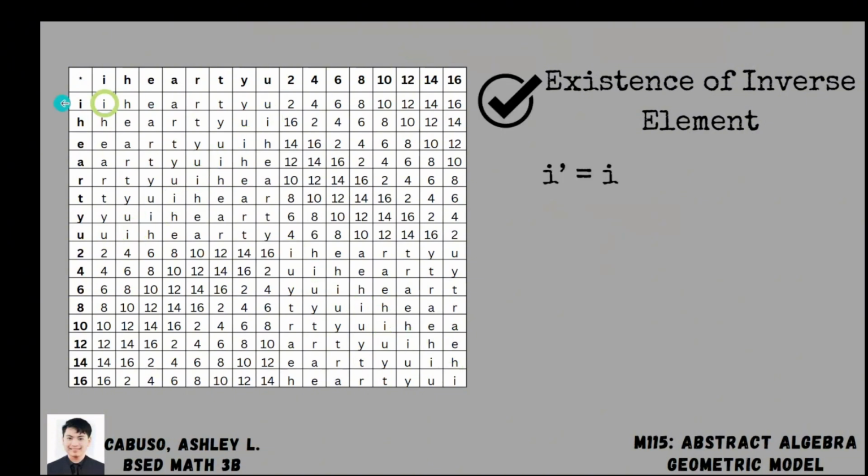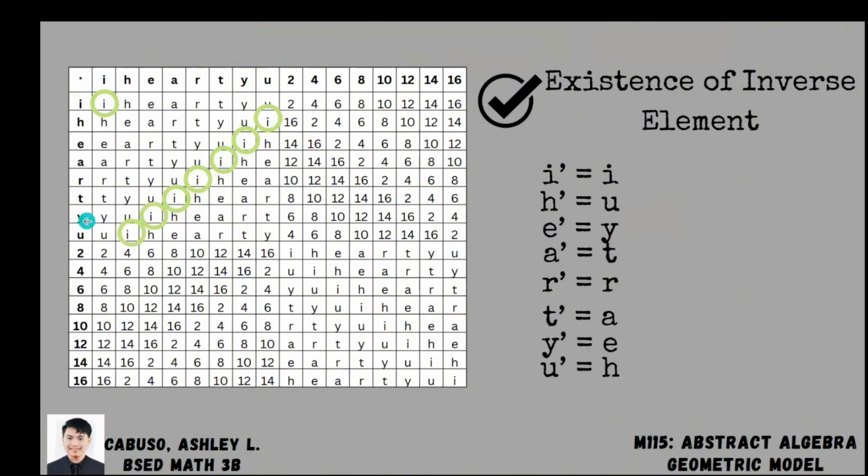I inverse is equal to I. Next one, H inverse is equal to U. Then E inverse is equal to Y, and A inverse is equal to T. Next one, R inverse is equal to R. Then T inverse is equal to A. And Y inverse is equal to E, and U inverse is equal to H.